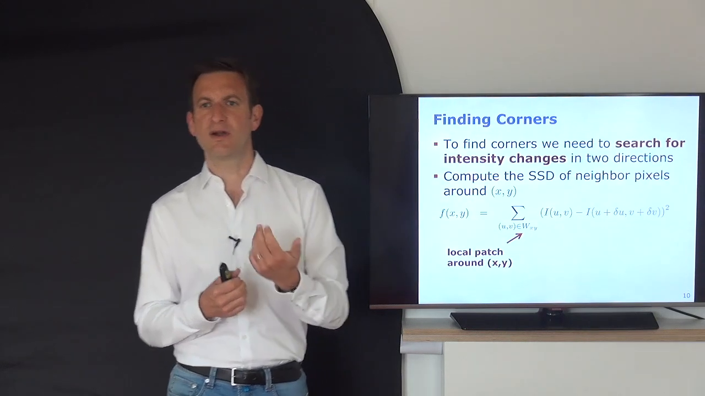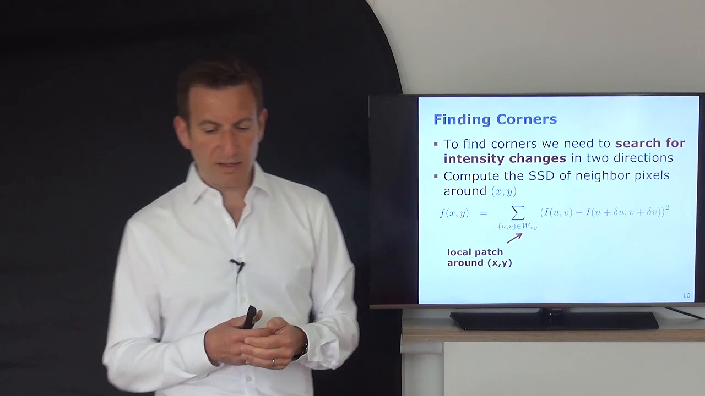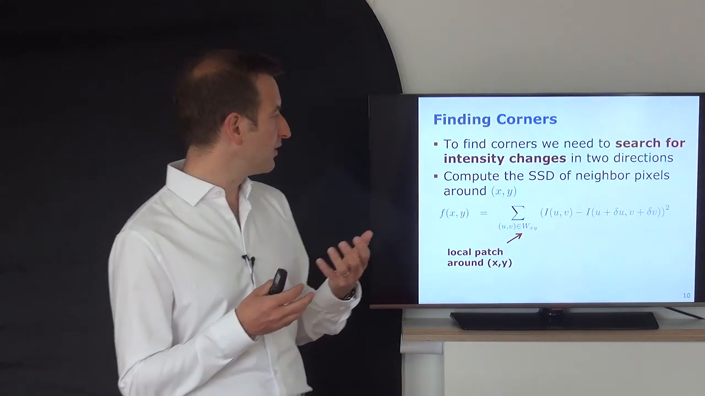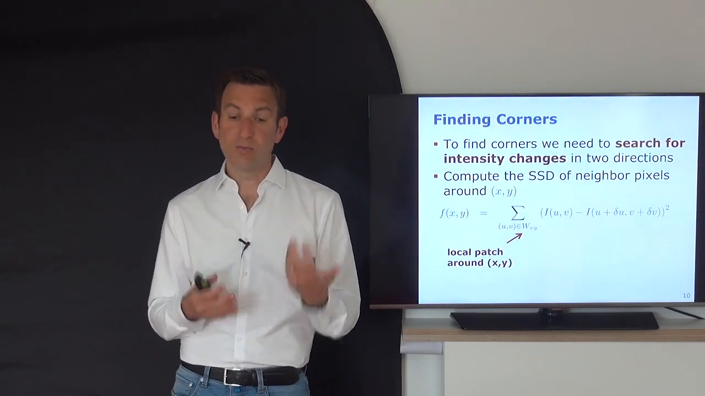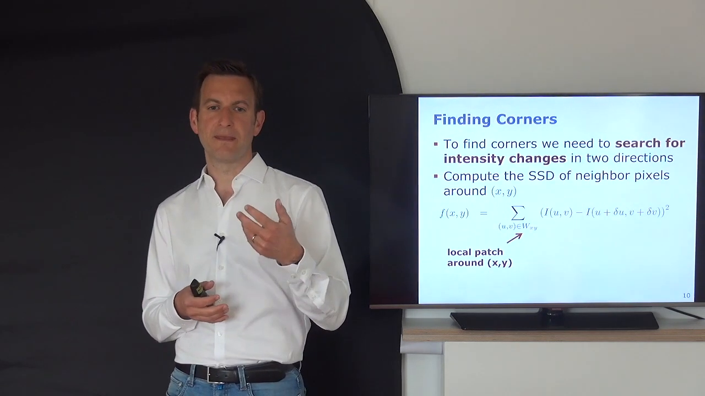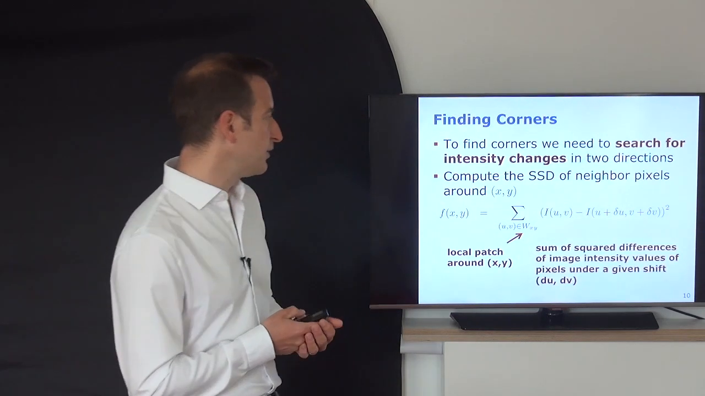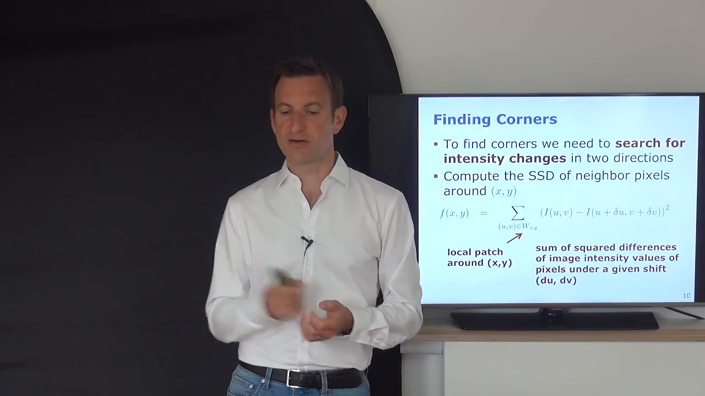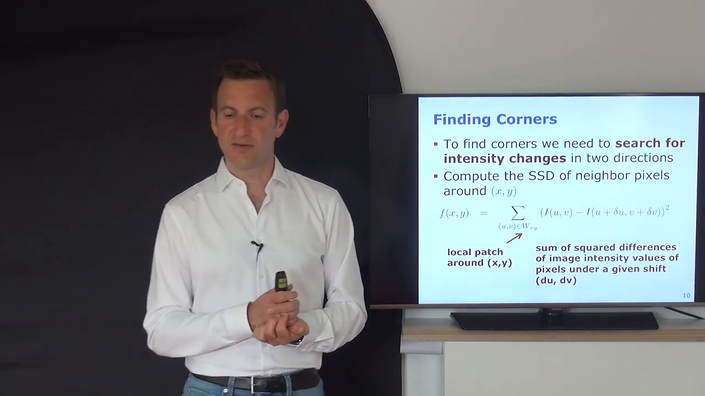So looking at the squared differences in intensity values tells us something about gradient information, and seems to be well suited information in order to compute locally distinct points in our environment. So what we are doing is computing the sum of the squared differences of image intensity values under a shift delta U, delta V. That's basically what the equation is saying here.